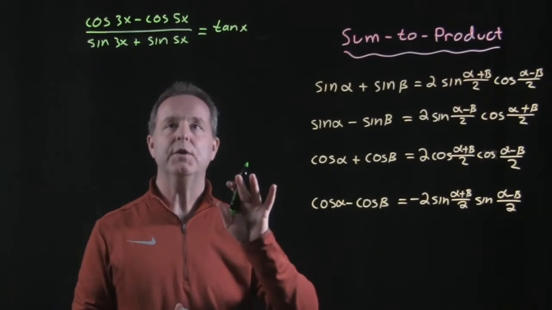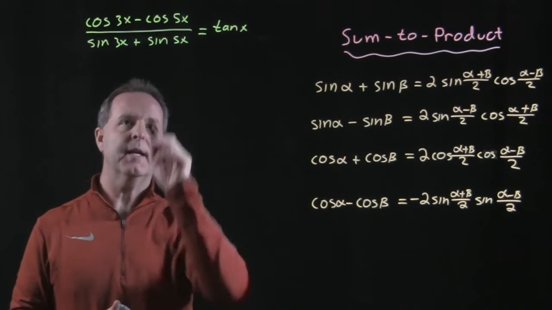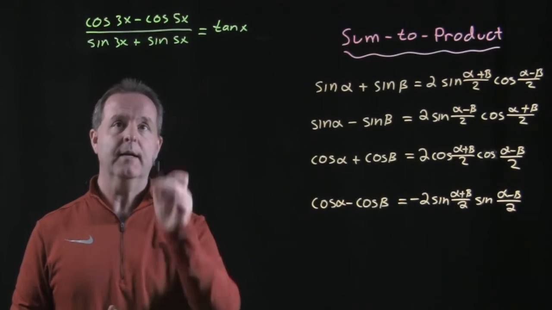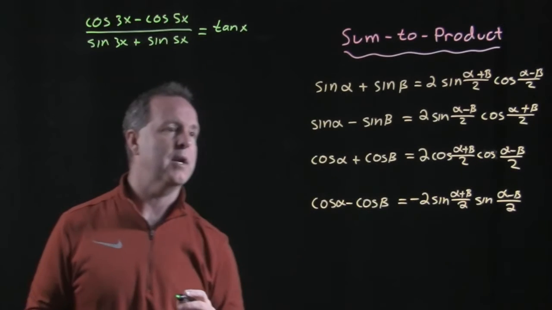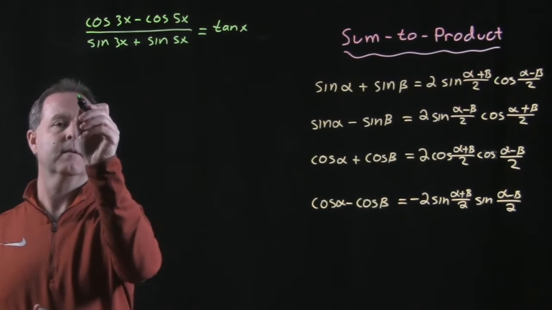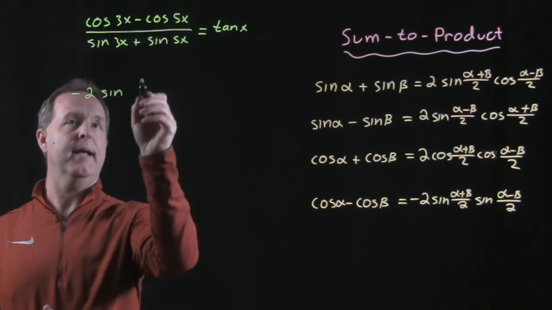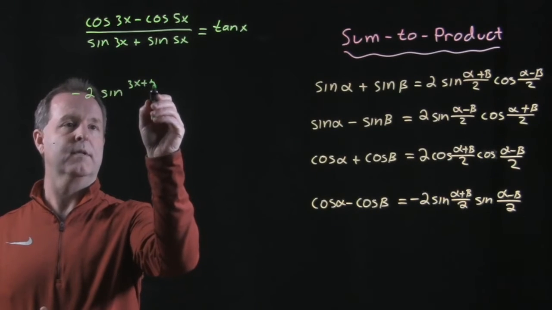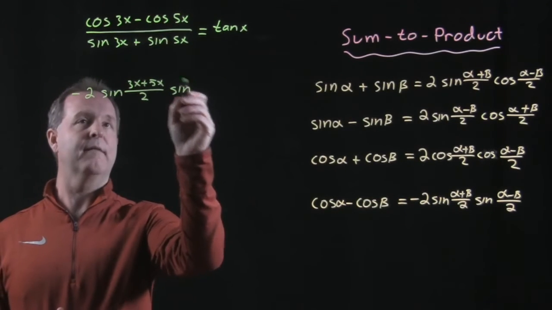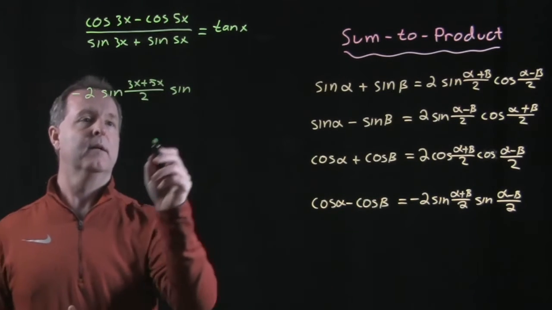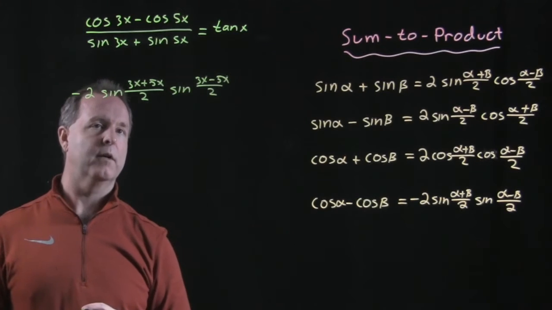Now let's look at how to verify an identity by using our sum to product formulas. Notice that I have a difference of cosines in the numerator and a sum of sines in the denominator. So let's rewrite those in terms of our sum to product formulas. My numerator becomes minus 2 times the sine of alpha plus beta, which is 3x plus 5x, all over 2, times the sine of alpha minus beta, which is 3x minus 5x, all over 2.